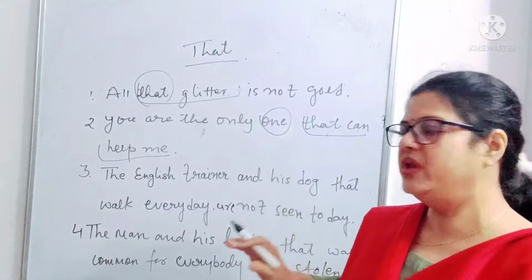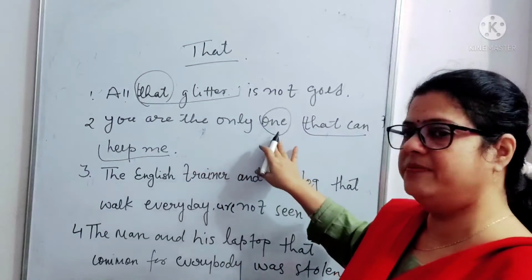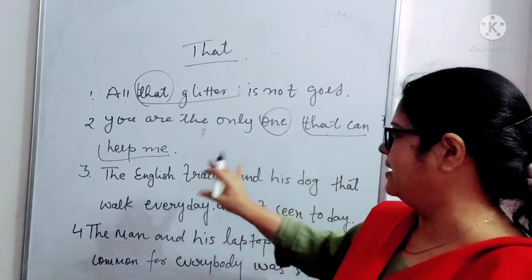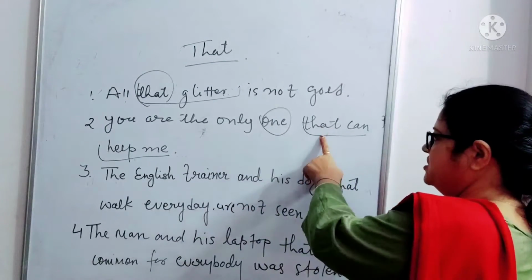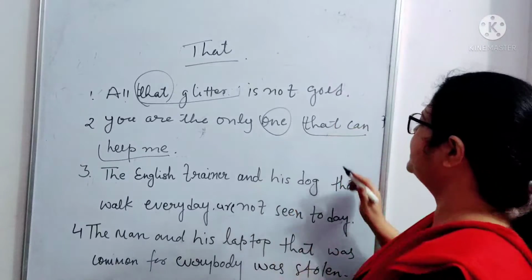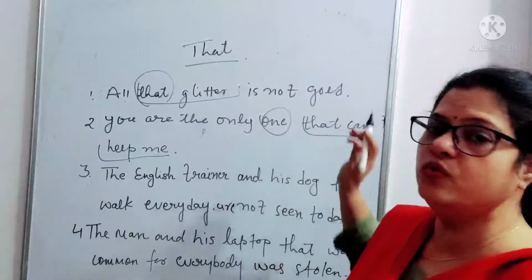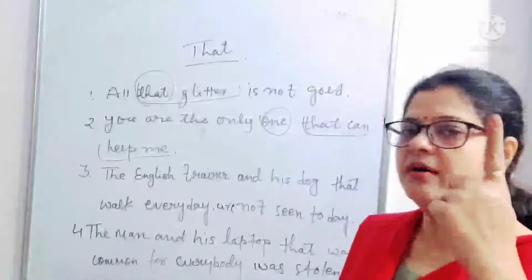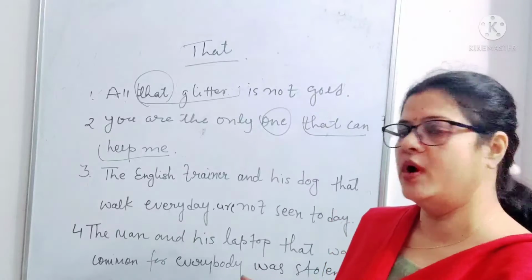We are talking about only one person. You are the only one person that can help me. So here, this relative pronoun that has come just after this pronoun one, indicating a person who can help him out.